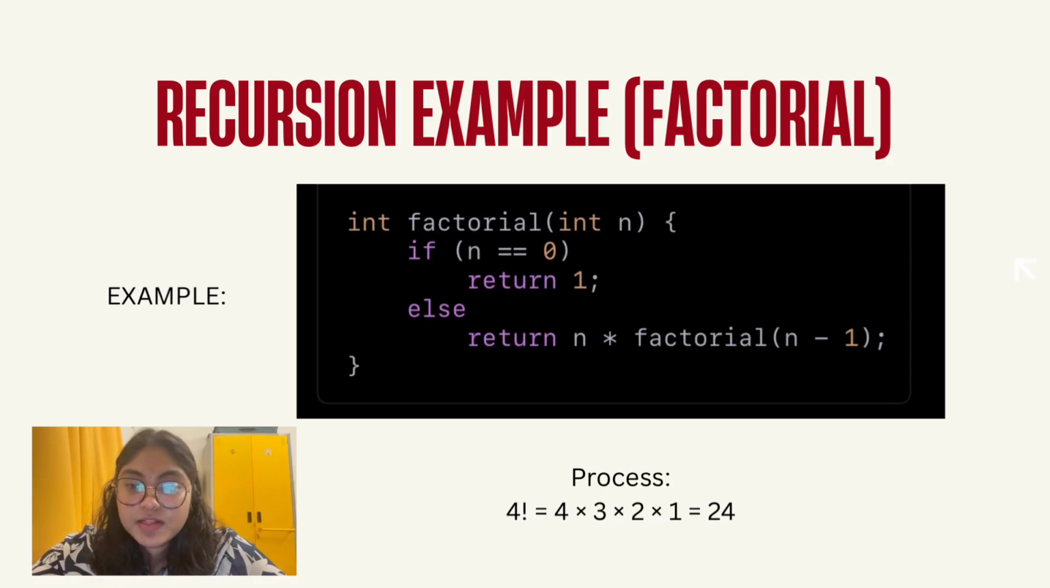Recursion example: the factorial. Factorial of 4 equals 4 times 3 times 2 times 1, which equals 24. How does it work? The function keeps calling itself and stops when n equals 0. The final answer will be 24.